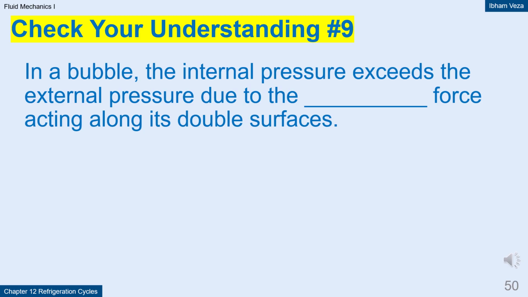Check your understanding number 9. This slide tests understanding of the cause of the pressure difference between the inside and outside of a bubble. The focus is on the role of surface tension force. The correct answer confirms that this force is what makes the internal pressure higher. This evaluation strengthens the link between force and pressure at fluid interfaces. This understanding forms the basis for the topic of capillarity.